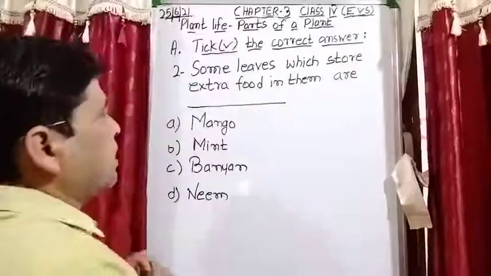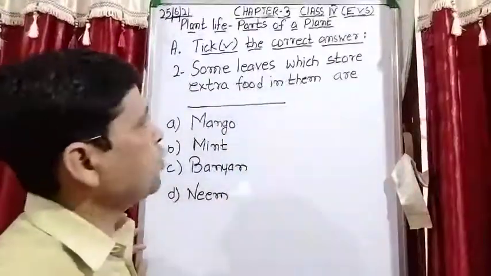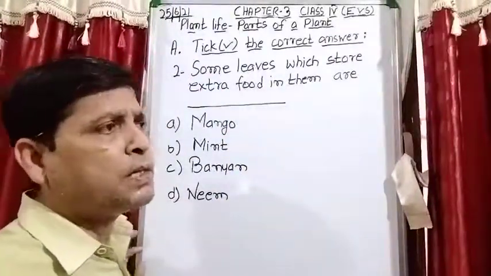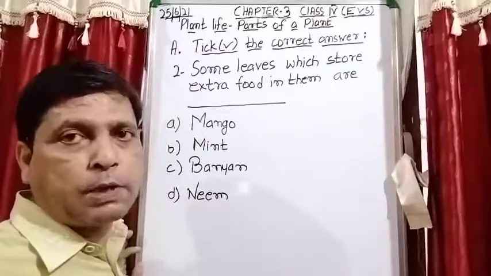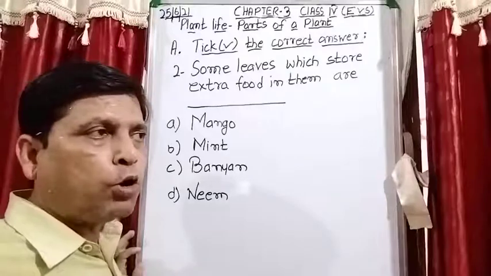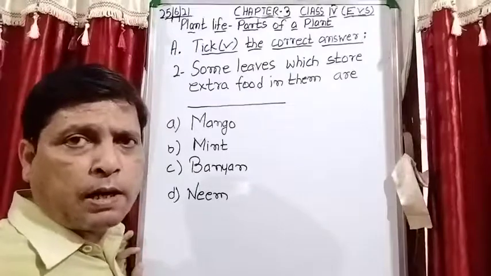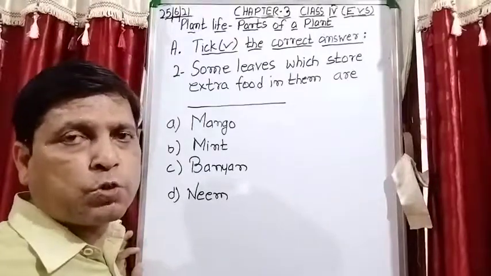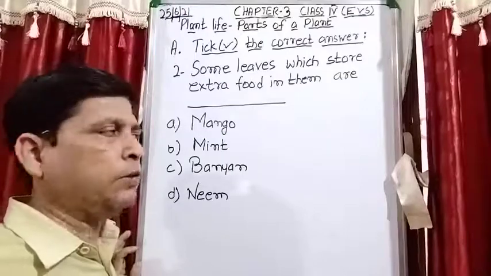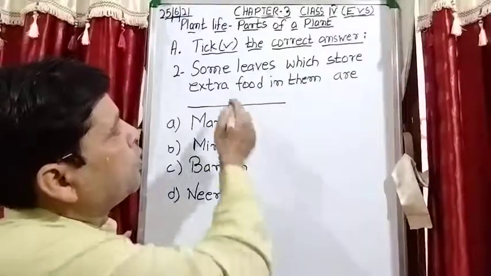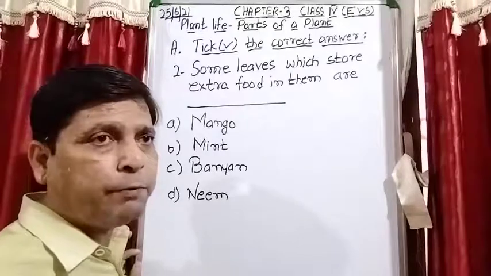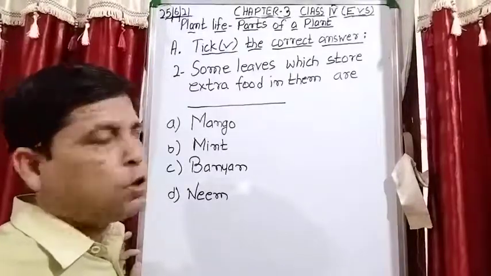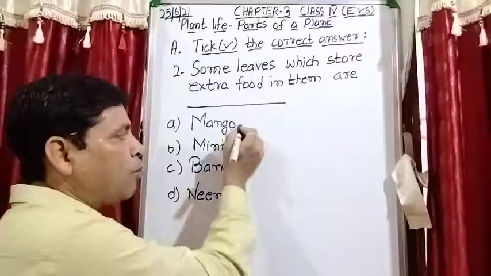So see students, some leaves store extra food. What does it mean? It means that for leaves which store extra food, we eat those leaves also. आप लोग बहुत तरह के साग सब्जियां खाते हो ना, साग खाते हो ना, तो वो लीव्स ही होती हैं जिसको आपकी मम्मी लोग कुक करते हैं और आप लोग खाते हो. So the meaning of the question is that some leaves store extra food in them and we eat those leaves. So do we eat mango leaves?